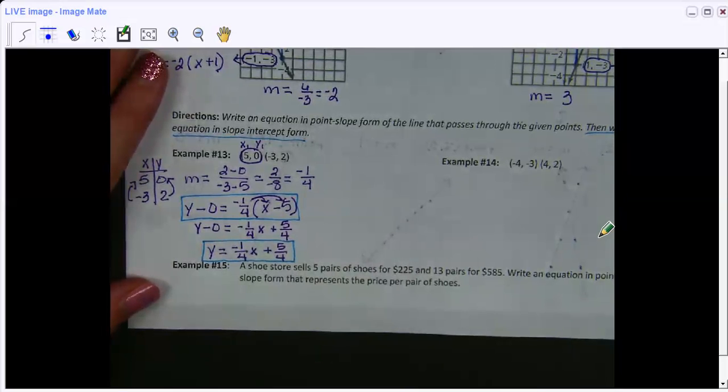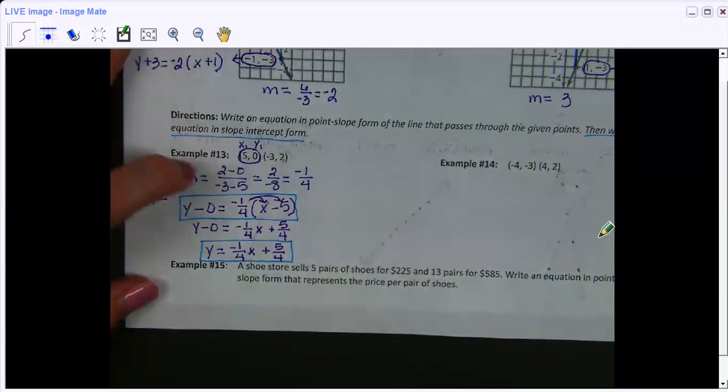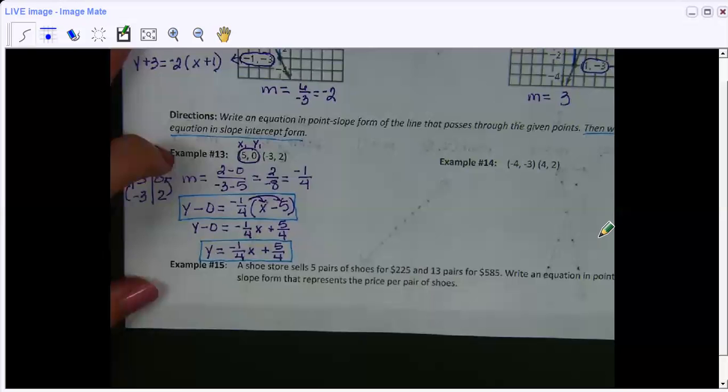Okay. So did you have a question? No. So for example, well, are there any questions about this example 13? I know I have 2 of them.